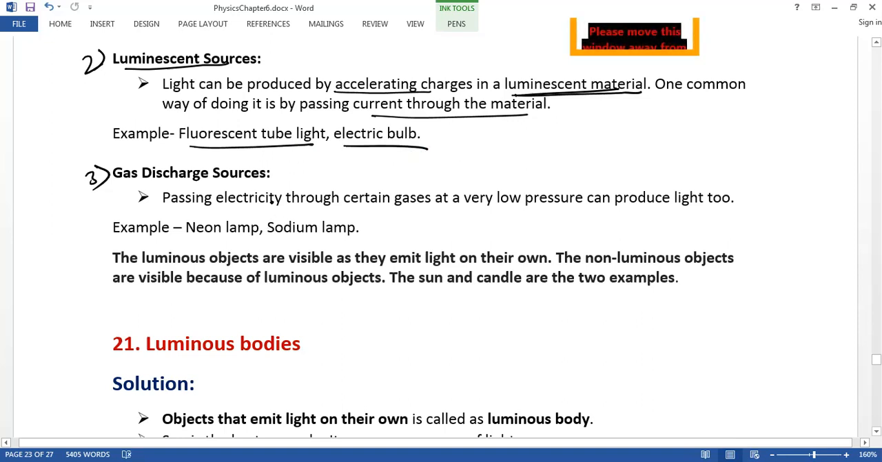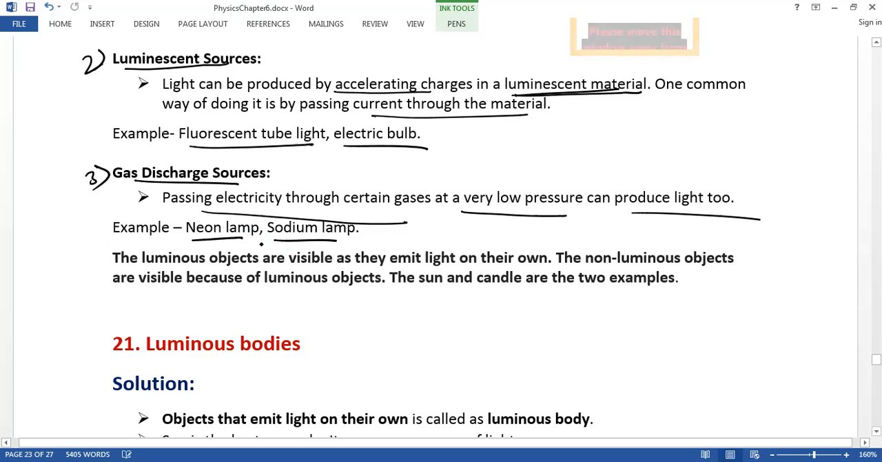The next one is gas discharge sources. So let us discuss the gas discharge source. Passing electricity through gases at a very low pressure can produce light too. Some examples of this are the neon lamp and the sodium lamp.